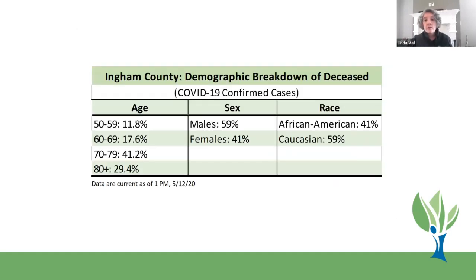Just a little bit of a breakdown on deaths. So far, our deaths by percent are: 50 to 59, 11.8%; 60 to 69, 17.6%; 70 to 79 is 41% of our deaths; and 80 plus, 29.4%. We are 59% male and 41% female in deaths, and 41% African American and 59% Caucasian. And I believe that is the end for the day.